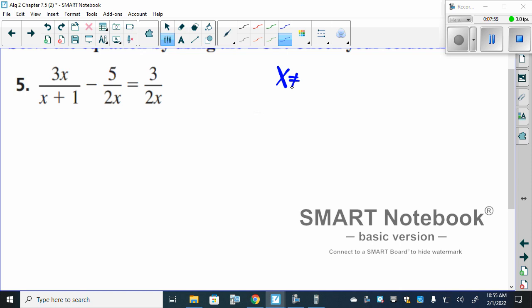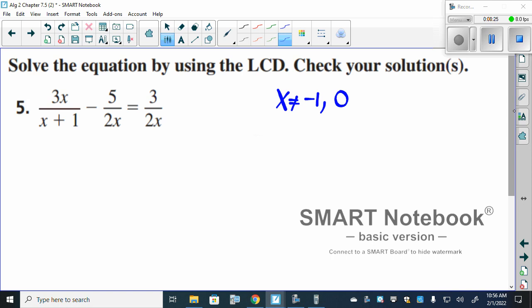So what would one of the restrictions be? -1, because that would be for our x plus 1. -1 would make that 0. And 0, because for our 2x, in both of the places that we have it, 0 would make the denominator 0. So those would be our two restrictions. And that would be it. Now that we have all the restrictions, we can go on and solve.